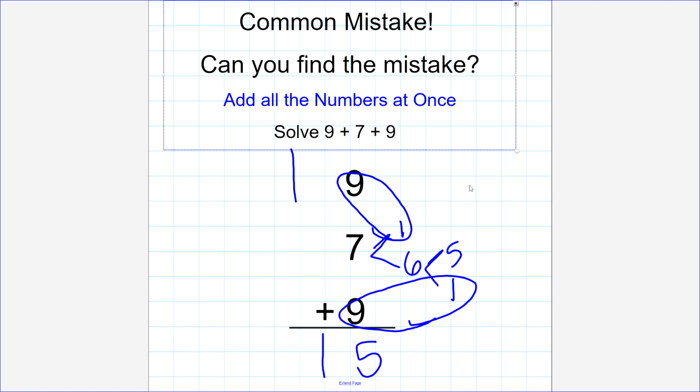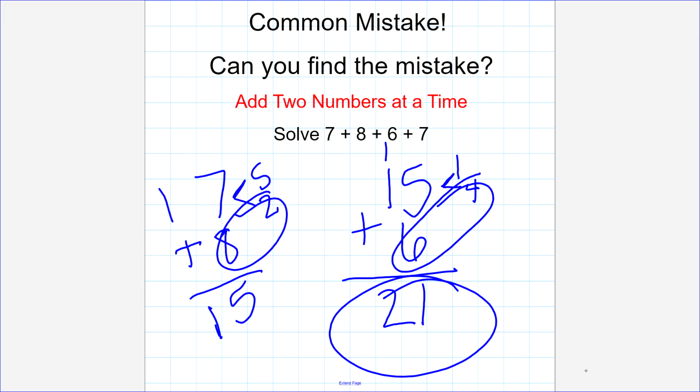I'm sure you noticed that when I was adding 9 plus 7 plus 9, I made two 10s. Now I made a 10 with a 9 and a 1, and I made another 10 with a 9 and another 1. I made two 10s in the ones place, but I only regrouped one 10. I should have regrouped two 10s because that's how many 10s I made. My answer would have then been 25 instead of 15. 25 is the correct answer.